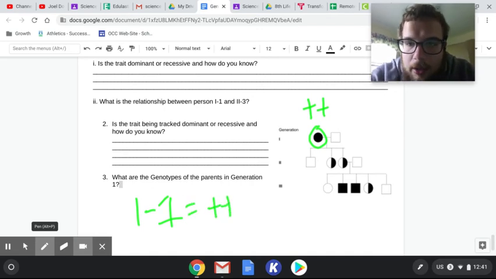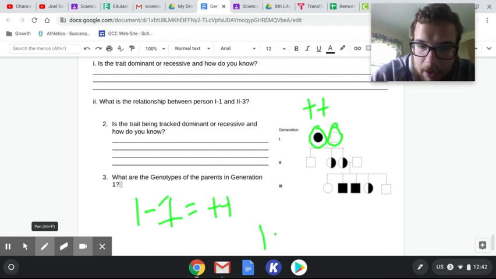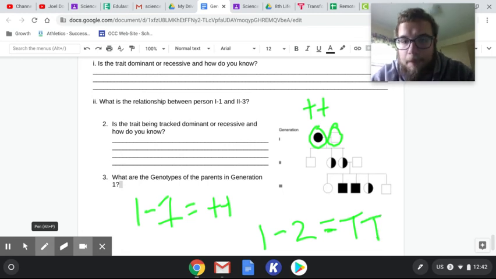Okay. Now, you notice here that this person is not a carrier and they are not affected. So what does that tell us about I2, or 1-2, I guess? That means that person has to be what? Big T, big T. If they were big T, little t, they'd be a carrier, but not affected. If they were little t, little t, they'd be shaded in completely. So that tells us that person number 2 in generation 1 is not affected, which means they have both dominant alleles.